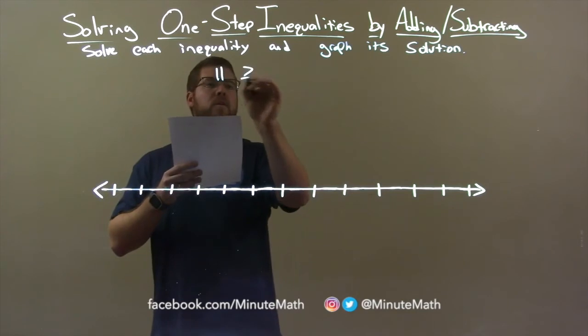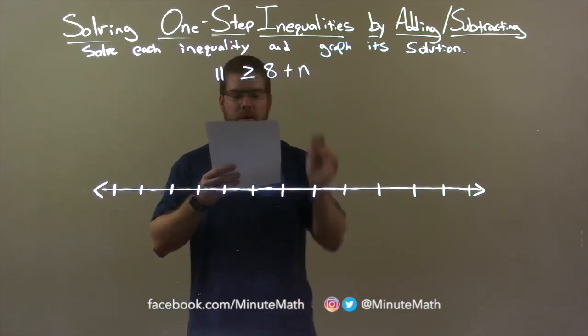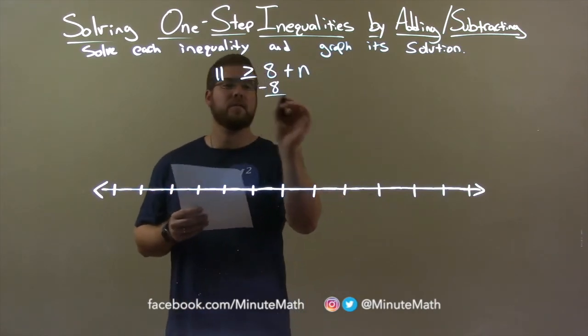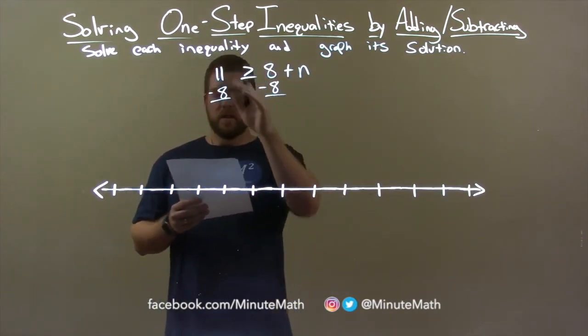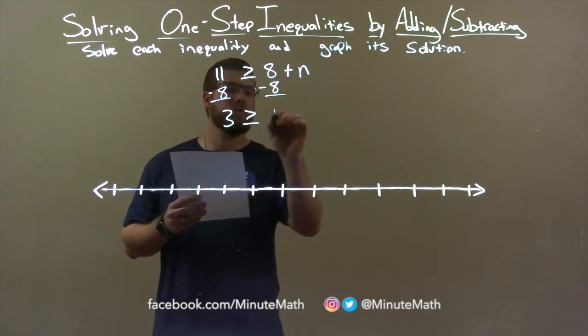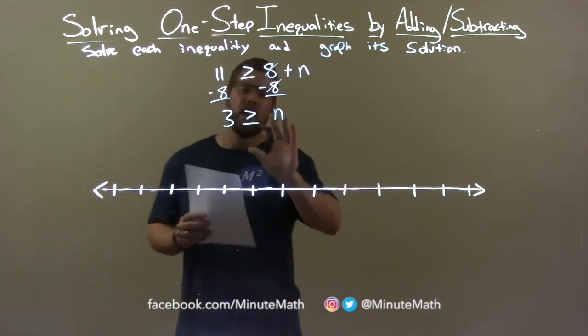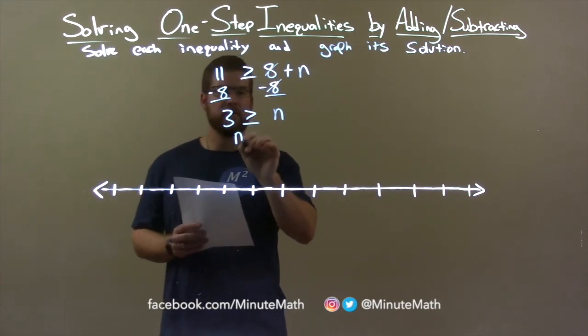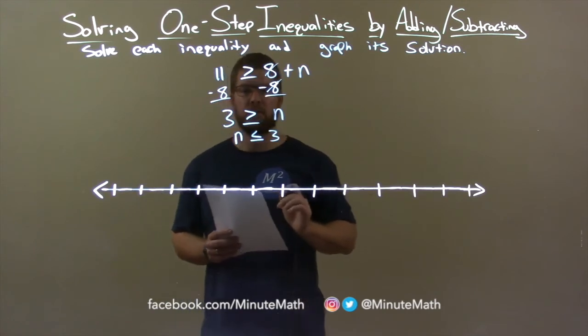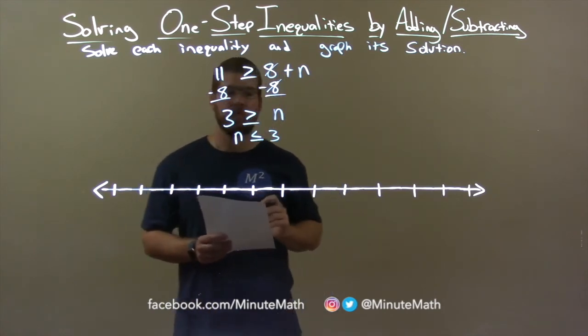11 is greater than or equal to 8 plus n. First thing, I want to get n by itself, so I subtract an 8 to both sides. 11 minus 8 comes out to be a 3, and that's greater than or equal to n by itself on the right. I like to flip this and have n come first, so n is less than or equal to 3. Remember, these two mean the same thing. N is now less than or equal to 3.